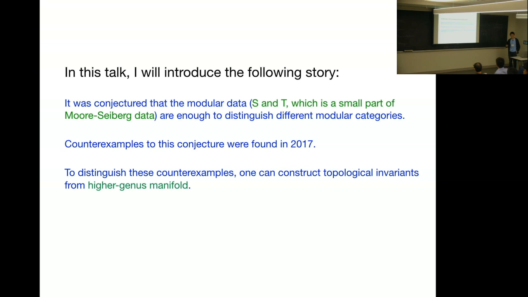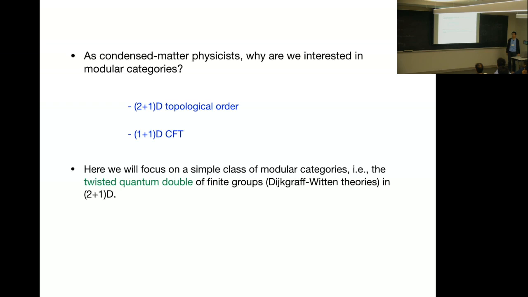Okay. So in this work, we simply show that to distinguish these counterexamples, we need to construct topological invariants on some higher genus manifold. First, why are we interested in modular categories? Because they encode the topological structure of 2 plus 1D topological order and 1 plus 1D CFT. In the following part, I will focus on a very simple class of modular categories, called the twisted quantum double of finite groups, which is also called the Dijkgraaf-Witten theory.